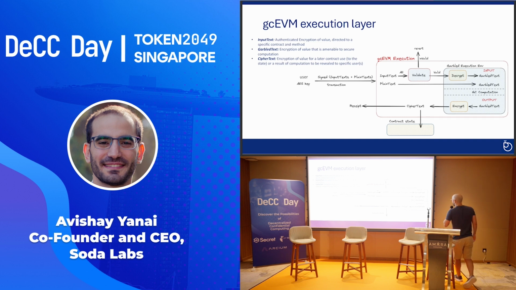And when we get the output, which is also a form of garbled text, we encrypt it back either to the user, who will receive that encryption as a receipt, or to the network, which will store that ciphertext to the contract state. So everything is flexible. You can encrypt every value to whichever user you want, or to the network.